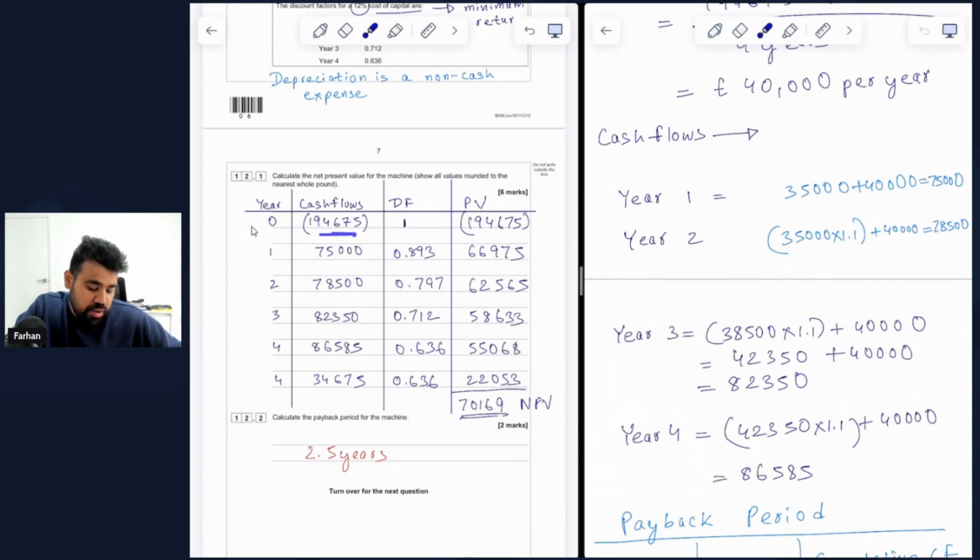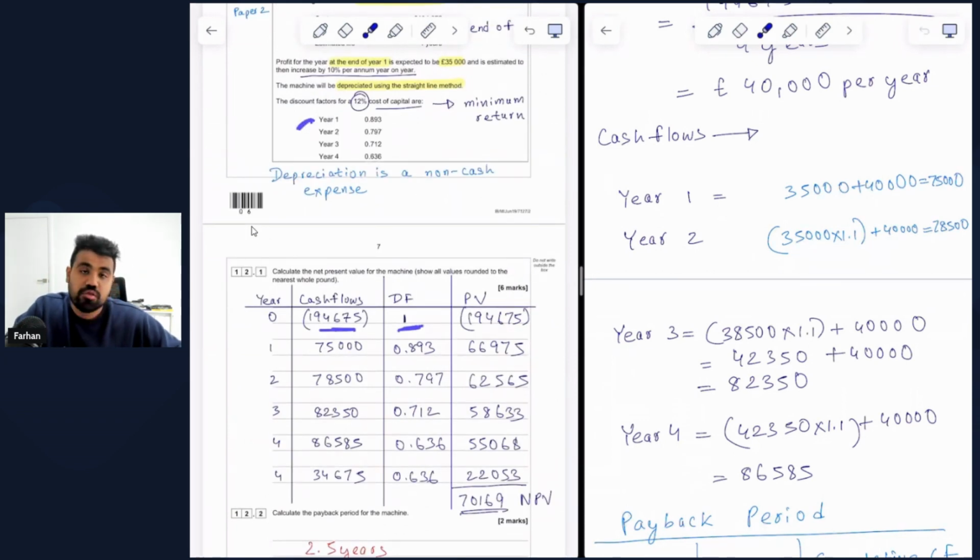This is a cash outflow. The discount factor for year zero is always one, although it's not given explicitly in the question, but you can memorize this, it's always one. And the present value in year zero is simply multiplying the cash flow with the discount factor, which gives us a negative 194,675. Now we're going to repeat the same things for year one to four onwards.